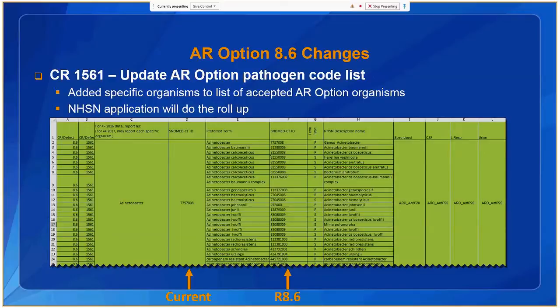Additionally, CR 1561, we have updated the pathogen code list that's specific to the AR option. So we've added a number of species-level codes specifically for Acinetobacter and Enterobacter, so you can find those in the IDM also. It's important to note that when you do submit, for example, these specific species-level Acinetobacter codes, NHSN will roll them up and report them into the Acinetobacter category on our end. So we would like vendors to report the specific code as granular as you can get.